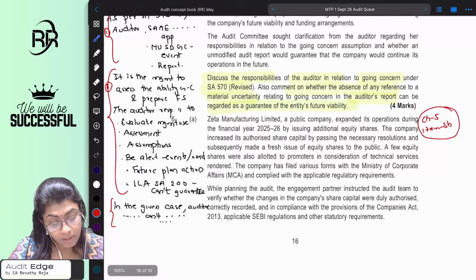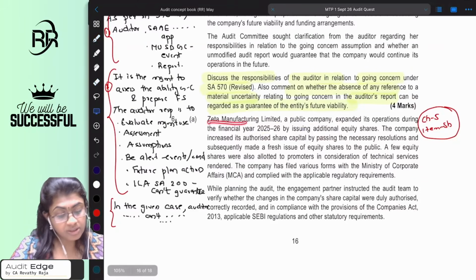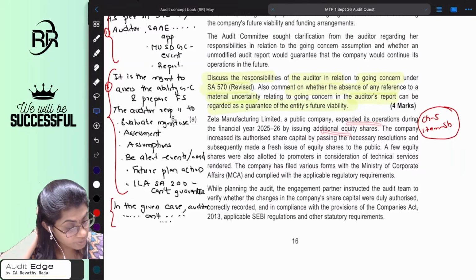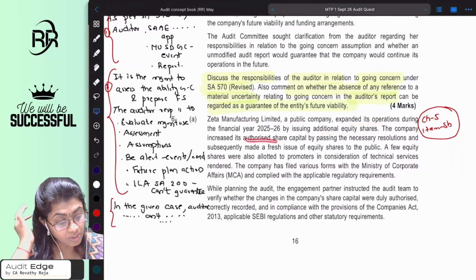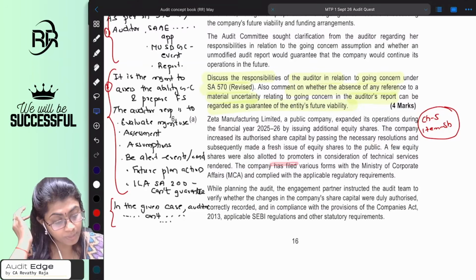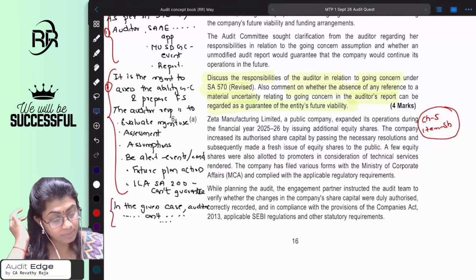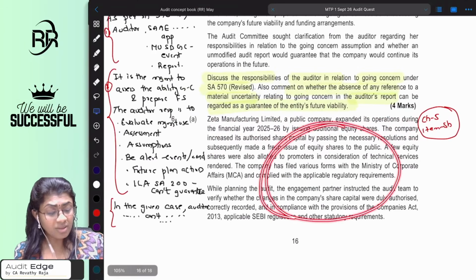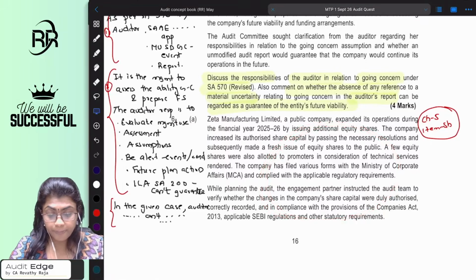Okay. So what is the question? Zeta Manufacturing expanded its operations, issuing additional equity shares. The company increased the authorized capital. Resolutions were passed. A few equity shares were allotted to the promoters. The company has filed with MCA. While planning, the partner instructed the team to verify whether changes in capital were authorized as per SEBI and statutory requirements. See, from here itself, you'll get many points.